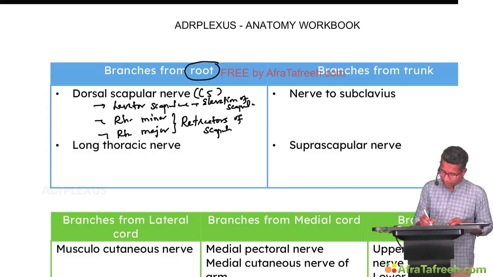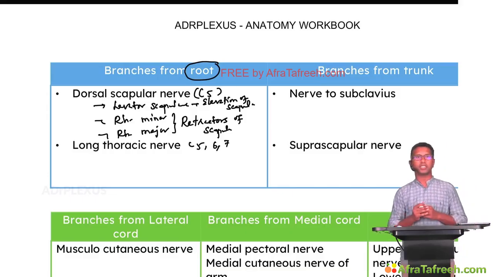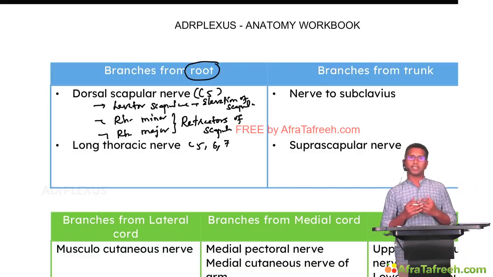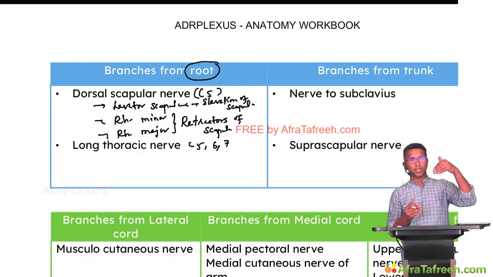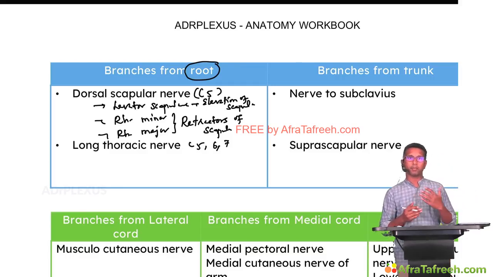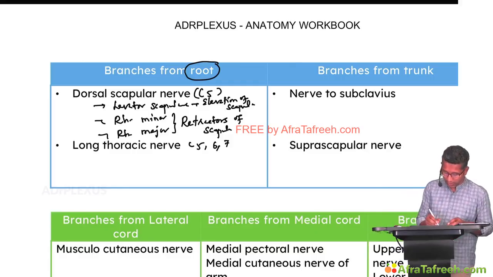Now long thoracic nerve, as I already told you, it is also called as nerve of Bell. It has got root value C5, C6 and C7, guys. Long thoracic nerve, as the name suggests, runs a long course in the thoracic region and it supplies a big muscle there, which is called as the serratus anterior muscle.